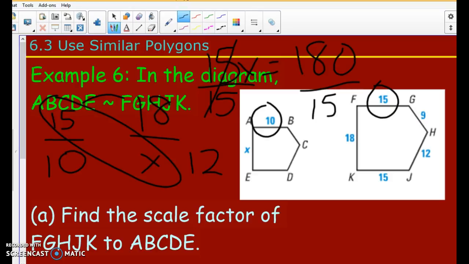Because now that I see this, 15 over 10 is the same as 3 over 2 if you divide by 5, and 18 over 12 is the same as 3 over 2 if you divide by 6. So make sure that the answers make sense.